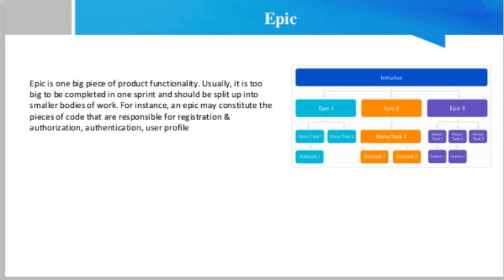Now, what is an epic actually? Basically, an epic is one big piece of product functionality. Usually, it is too big to be completed in one sprint and should be split up into smaller bodies of work. For instance, an epic may constitute the pieces of code that are responsible for registration, authorization, authentication, user profiles, as simple as that.